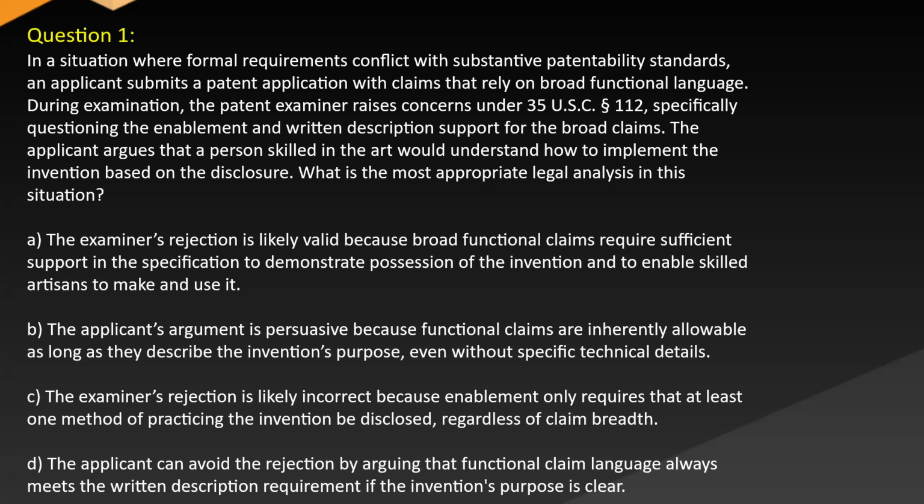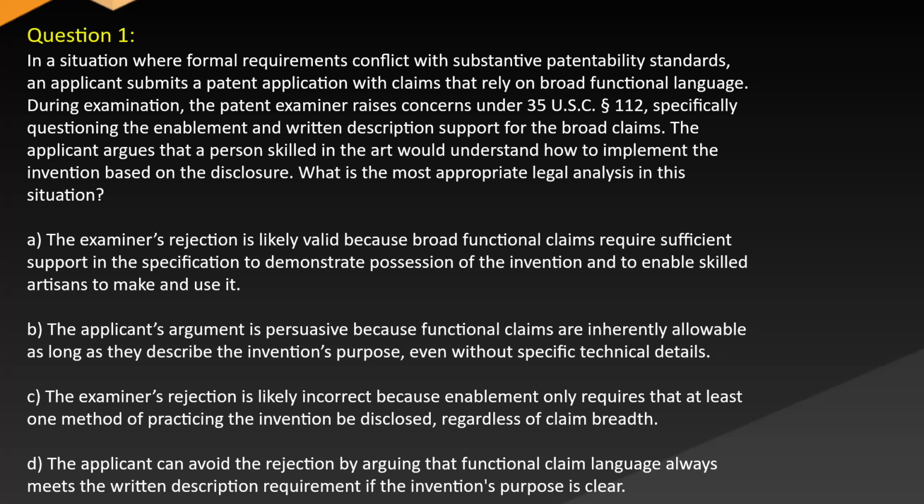A. The examiner's rejection is likely valid because broad functional claims require sufficient support in the specification to demonstrate possession of the invention and to enable skilled artisans to make and use it. B. The applicant's argument is persuasive because functional claims are inherently allowable as long as they describe the invention's purpose, even without specific technical details.